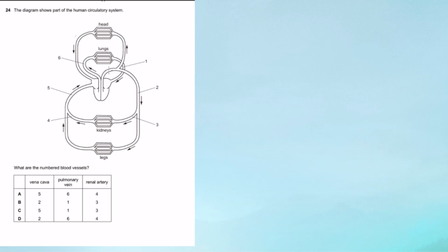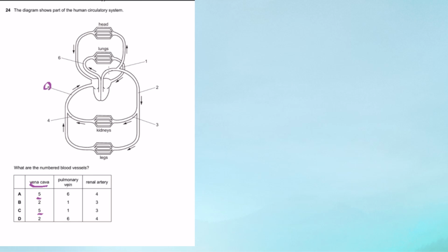The next one does look quite complicated because you have the entire human circulatory system, and they ask what the numbered blood vessels are. Again, you actually don't need to know every one, but we start here. Number 5, which runs into the heart, is the vena cava. So any one of these that has vena cava as number 5 will be correct. And we have two of them here, this one and this one. By the way, I'm just showing you here, and you still need to answer by circling the right one.